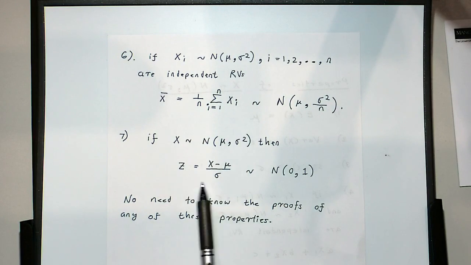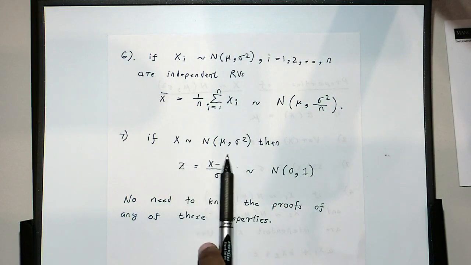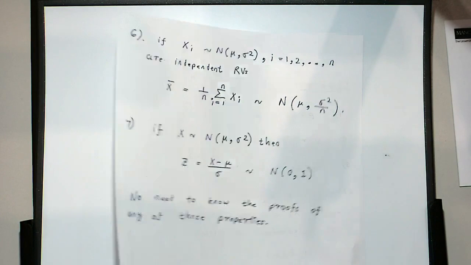And this is known as the standardization property: if x is normal, then this standardization gives what is known as the standard normal variable, right?